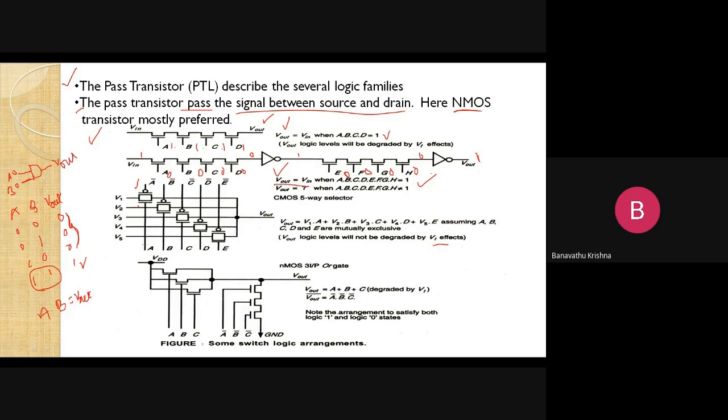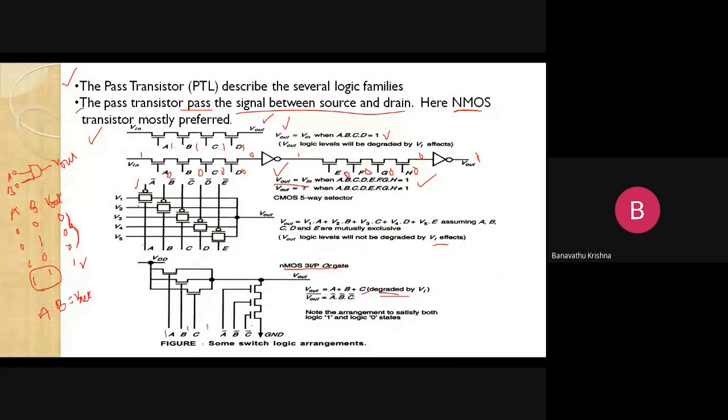Next arrangement, this is for the NMOS 3 input OR gate. So this is another formation. Here it is VDD. A, B, C are connected in parallel, and A, B, C are connected in series. Suppose here A is 1, B is 1, C is 1. So A plus B plus C is going to be performed as an OR gate. Here the degrading level is nothing but the VT degradation.